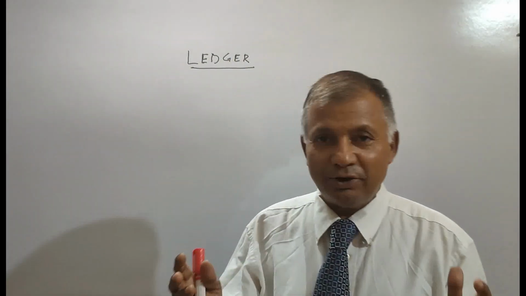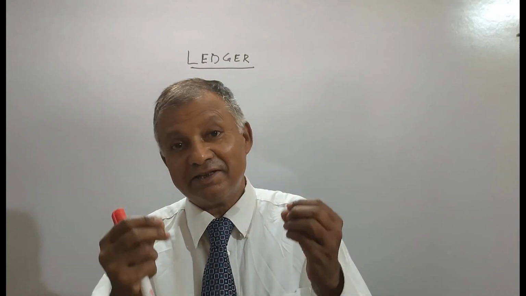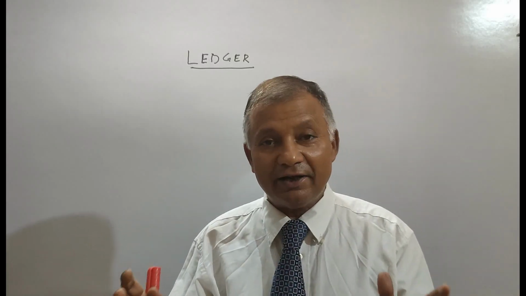Friends, today we are going to start with one of the most interesting chapters. Though interesting, the beginners of accountancy, the class 11 students, find it difficult at first. But really this chapter is not difficult, it is most simple, and I am going to explain it to make it even simpler. The name of the chapter is the ledger.